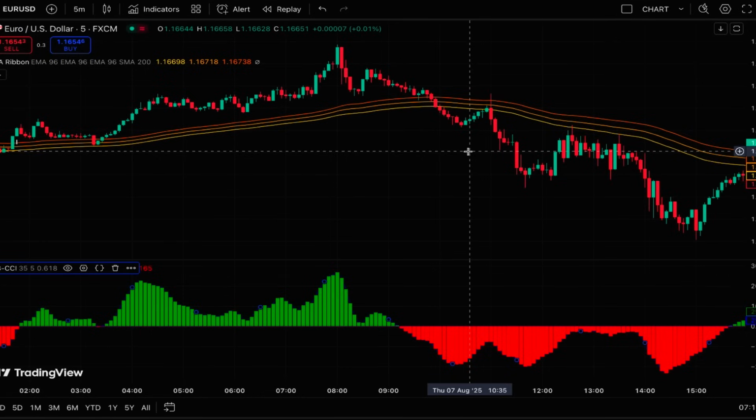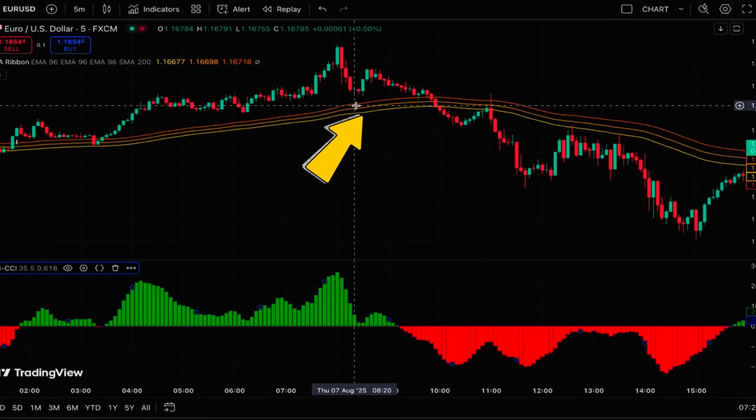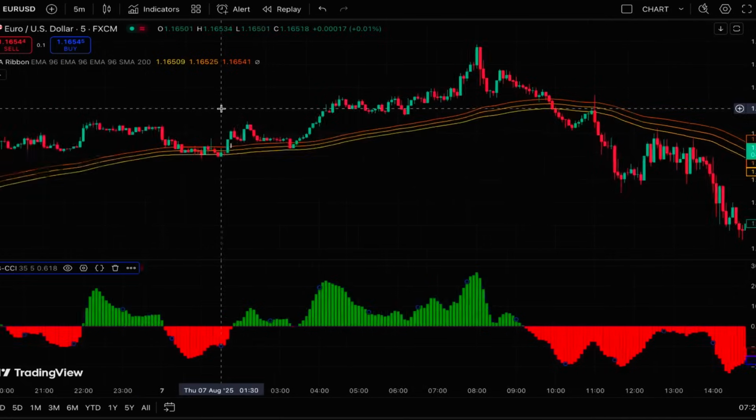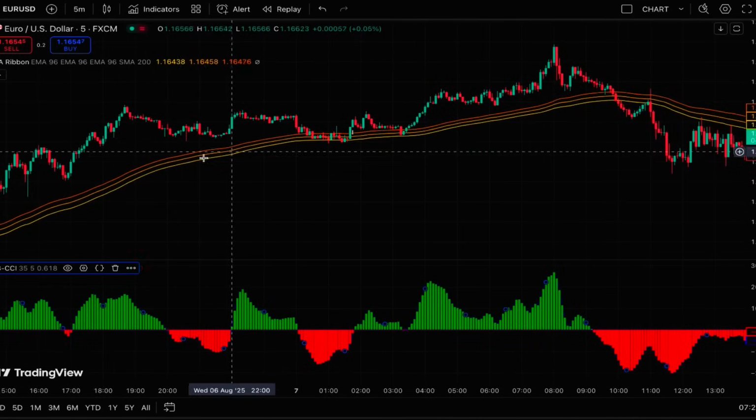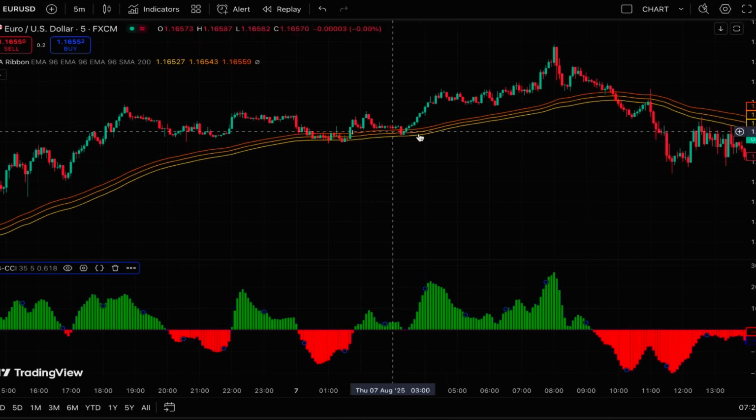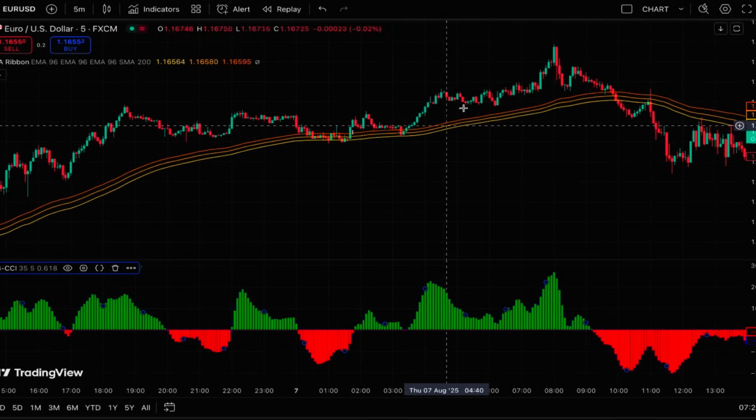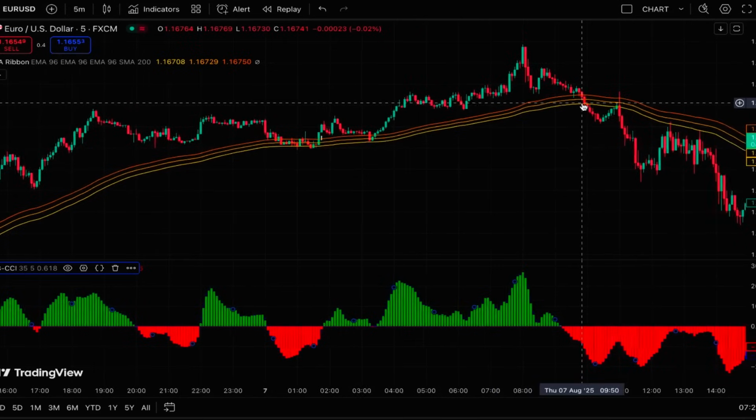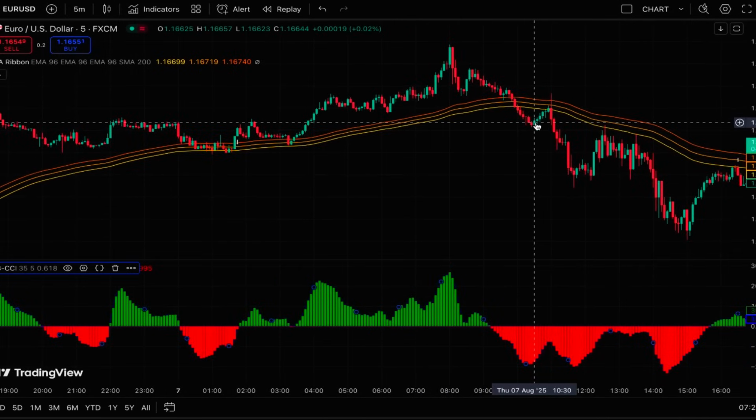As I explained earlier, this band will act as a support or resistance zone. In this part, when the price was in an uptrend, you can see that the band is acting like a support zone. It's kind of difficult for the price to pass the band. So when the price goes below the band, it can be a signal that the market sentiment is changing. So it can be an opportunity to enter a short position.